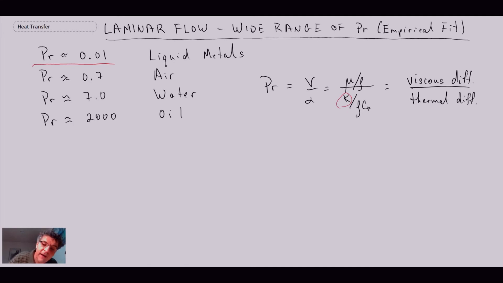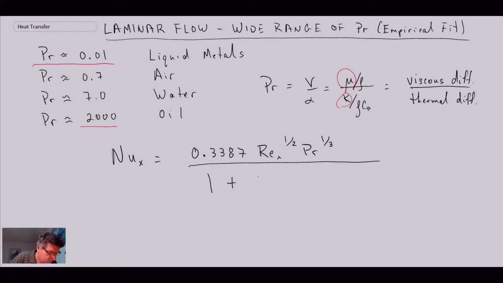Oil, on the other hand, the viscosity for oils tends to be quite high, and consequently we can have very high Prandtl numbers. So that gives you a little bit of a feel for how the Prandtl numbers vary depending upon what liquid we're looking at. But with this expression, it's a wider range, and it's for laminar boundary layers. I'll write it out. Okay, so that's an expression that you can use for the Nusselt number.